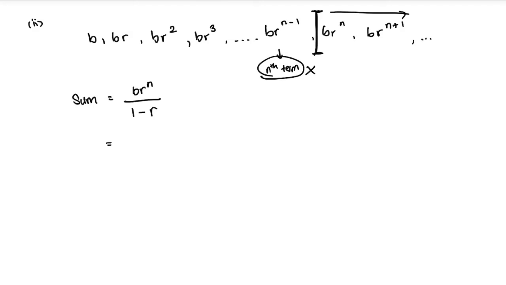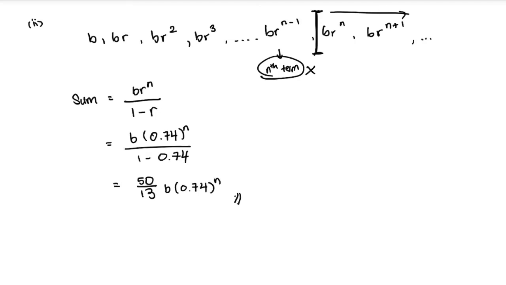You just need to sub in your values now. You have b times 0.74, the answer that you found in the previous part, to the power of n over 1 minus 0.74. Just simplify this answer. You have 50 over 13 times b times 0.74 to the power of n, and this would be your answer.